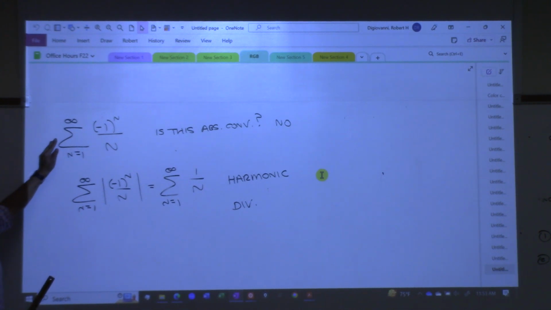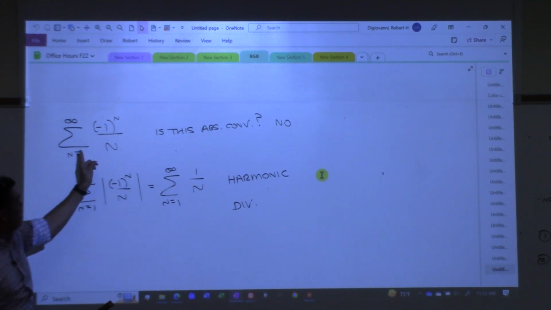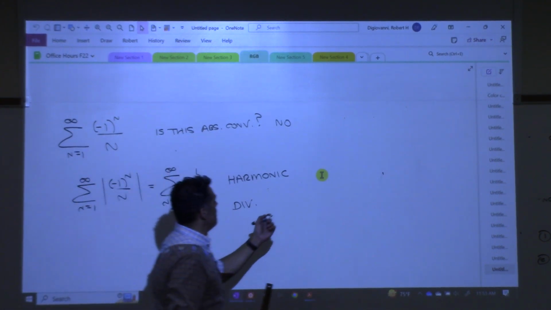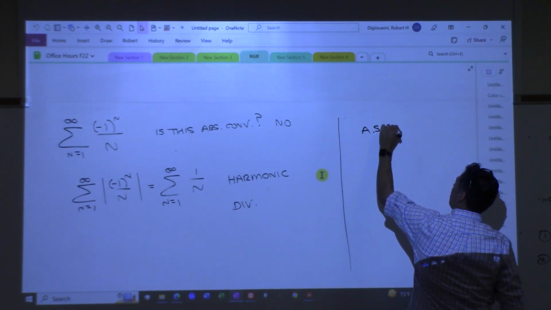Because it alternates? Is that because you have negatives in here? Comparison only works with positives. But you do have alternating, so you could use the alternating series test, right? Let's do that real quick. We know that absolutely it diverges, right? It's not absolutely convergent, but this might still converge. So does it? Let's run the alternating series test on that.